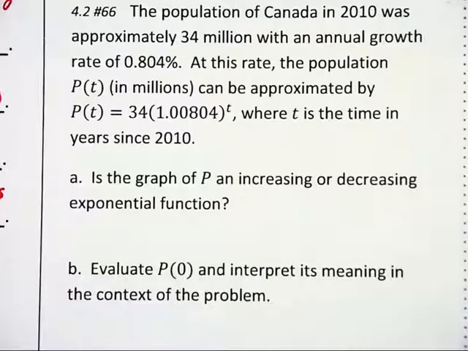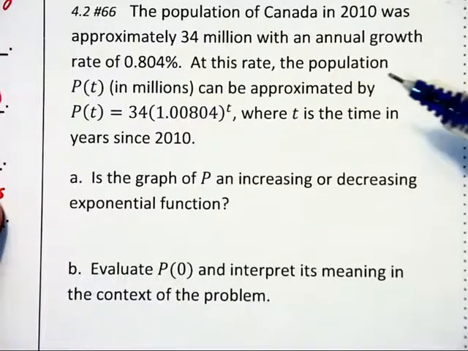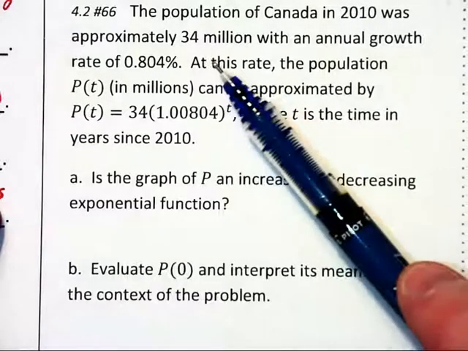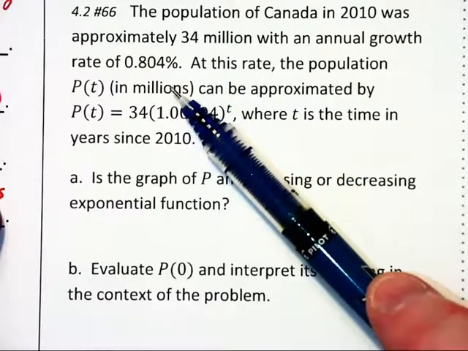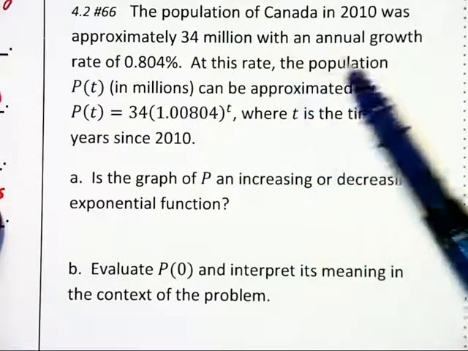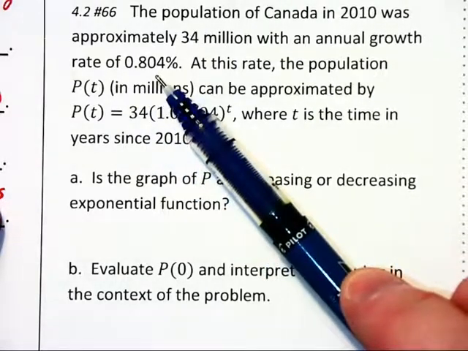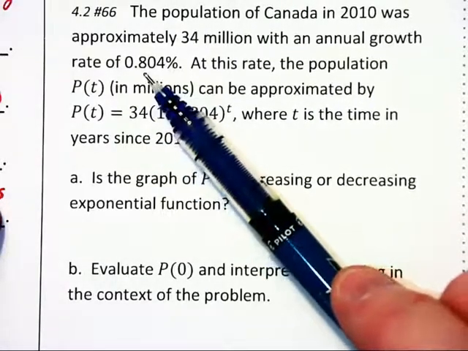In this next problem, they're going to be describing a population pattern here. The population of Canada back in 2010 was approximately 34 million with an annual growth rate of 0.804. This was a growth rate. Notice that this was a positive value. If the population was declining, this would be a negative value.